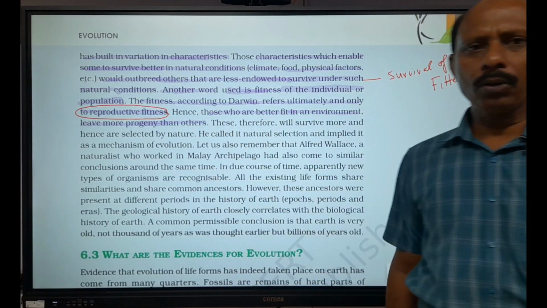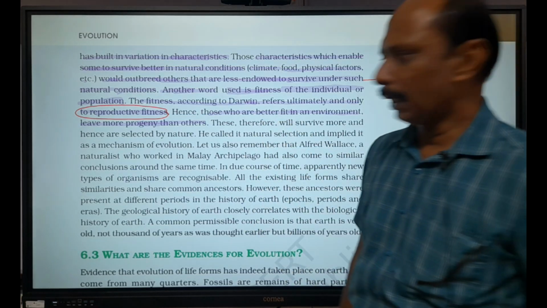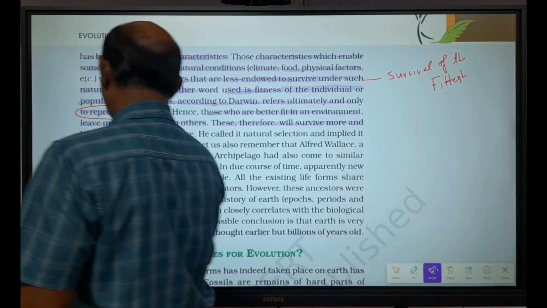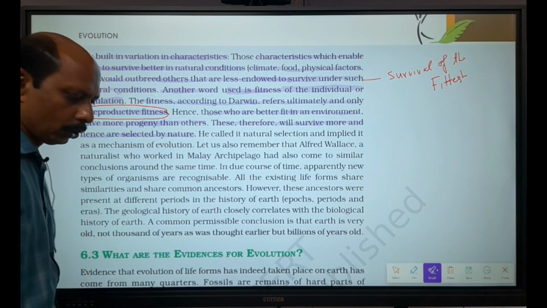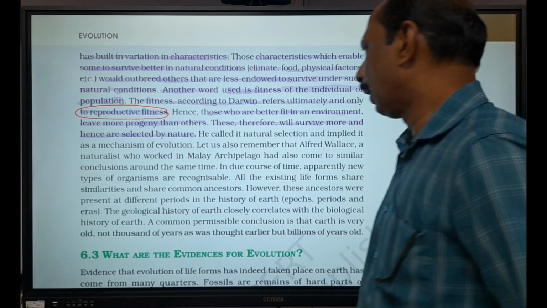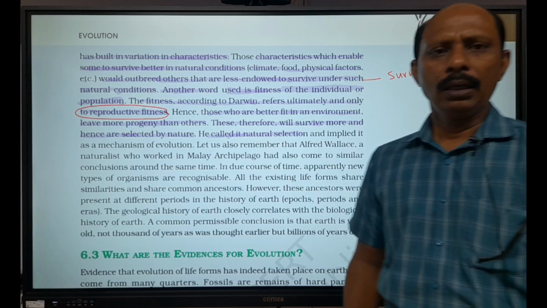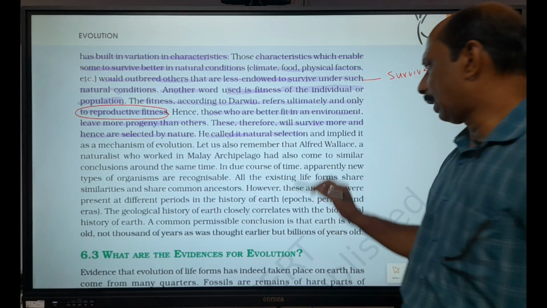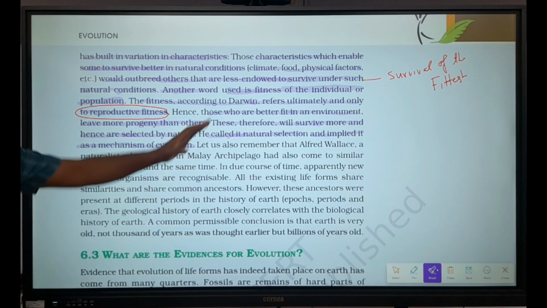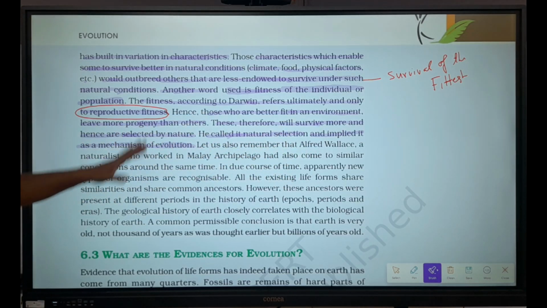Here we are talking not about the individual, but about the species. It means that species survive, right? These therefore will survive more and hence are selected by nature. Those who are reproductively fit are selected by nature according to Darwin, and he called it natural selection. He also wrote a book, Origin of Species by Means of Natural Selection, and implied it as a mechanism of evolution.